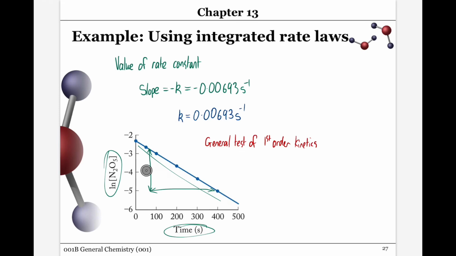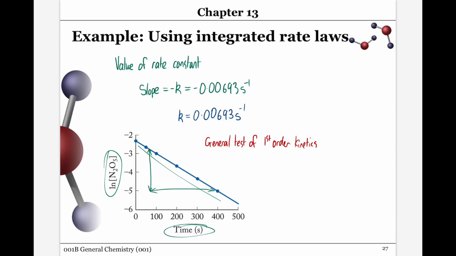So this process is a general test of first order kinetics. If the data that we collected gives us a straight line when we plot it in this form, then it's a very strong indicator that we are indeed dealing with first order kinetics. And it also gives us a methodology for easily determining the rate constant for that first order process.